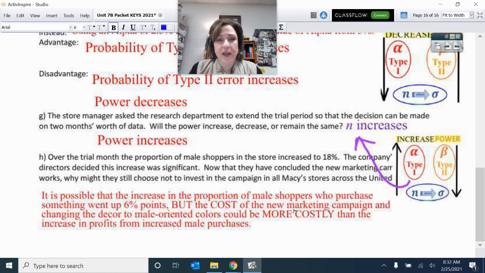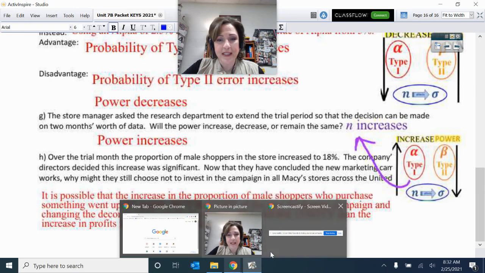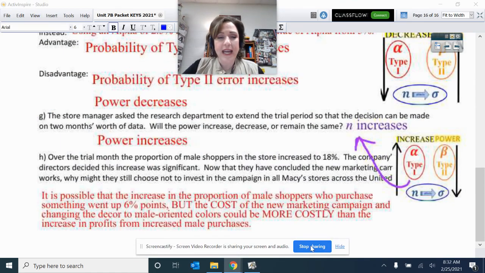All right, so there we go. That is your assignment that you did on the power and those mechanisms that change power and the probabilities of type 1 error, type 2 error, and power.